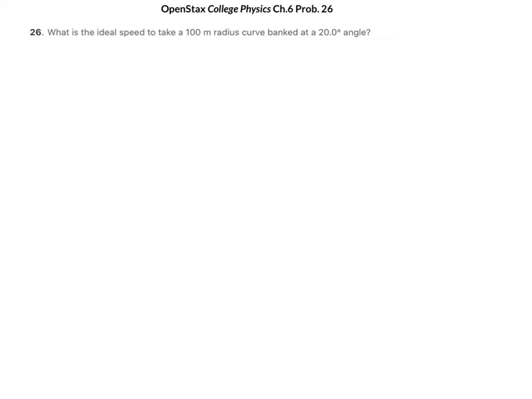Let's look at OpenStax's College Physics Chapter 6, Problem 26. What is the ideal speed to take a 100-meter radius curve banked at a 20-degree angle? Let's start out by organizing our knowns and unknowns.